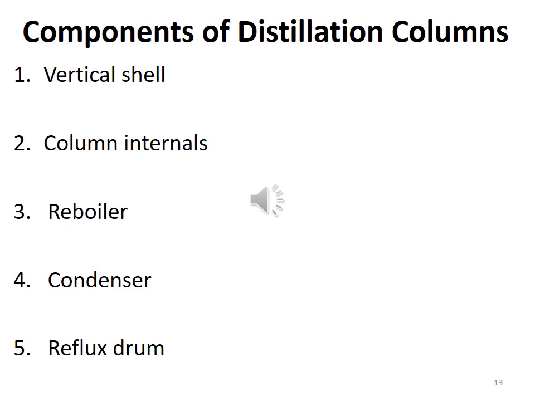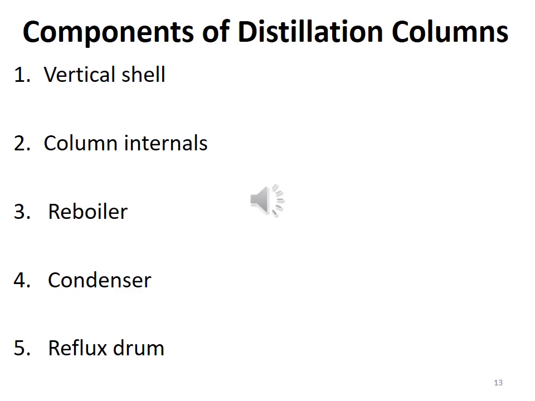The second part is the column internals, such as trays, plates or packing, which are used to enhance the component separation. Different trays are being used in these distillation columns, such as bubble cap trays, valve trays and sieve trays. Among them, these bubble cap, valve and sieve trays were found to be more efficient for the separation of different compounds.